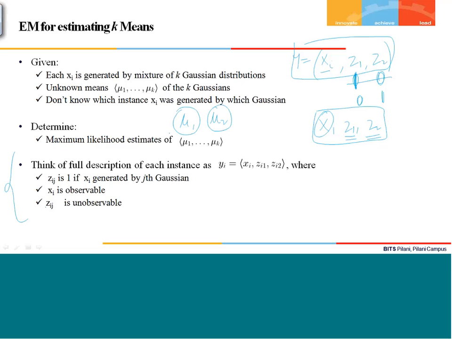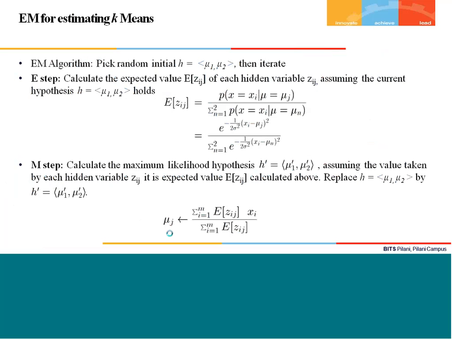And this is the same thing I told you. Think of the full description of the instance. For example, this is the whole data set y that can have x and z1 and z2. So zi1 means for the ith example, what is the value of z1? And zi2, for the ith example, what is the value of z2? So zi1, zi2, xi. Zij is unobservable. We don't know the value of Zij here. I hope it is very clear now what the problem is. So can we estimate the value of mu1 and mu2?